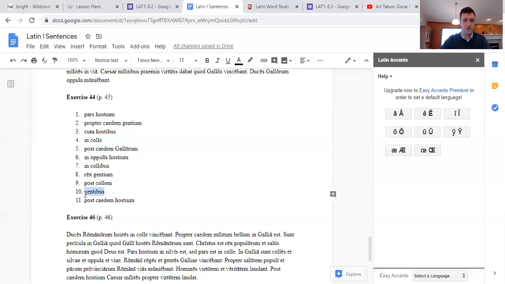Number 10, gentibus. So this is just a noun. It's dative or ablative plural. What if we wanted it to be dative, we could just say to or for the nations. Right? Just a good old dative translation.